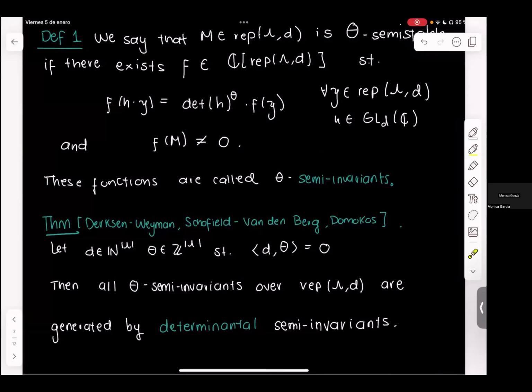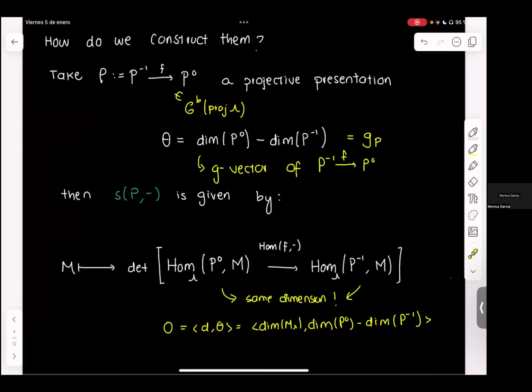Again, it's not an easy trick to construct them, but in representation theory we can, thanks to many authors in different generalities: Derksen and Weyman, Schofield and Van den Bergh, and Domokos. They say that when you have your dimension vector and your parameter, and you ask them to be orthogonal to each other, then all theta semi-invariants over the variety of d-dimensional representations will be generated by a certain class of semi-invariants called determinantal. How do we construct these determinantal semi-invariants?